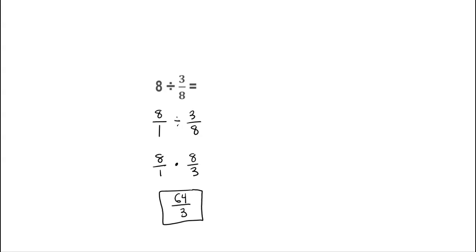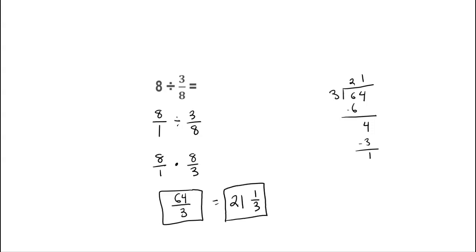If you went one step further and you wrote it as a mixed number, let's go check out what that is. So 3 goes into 64. So 3 goes into 6 2 times with no remainder. So we bring down the 4. 3 goes into 4 1 time with a remainder of 1. So this would be the same thing as saying 21 1/3. So if you wrote that as your answer, you are also correct. And that is how we multiply and divide fractions.